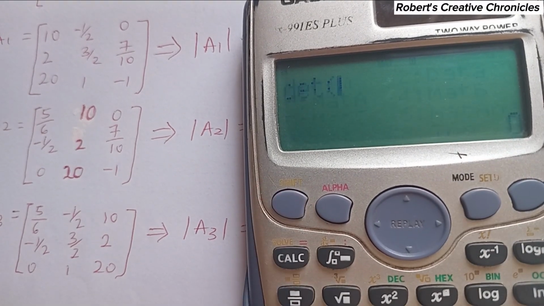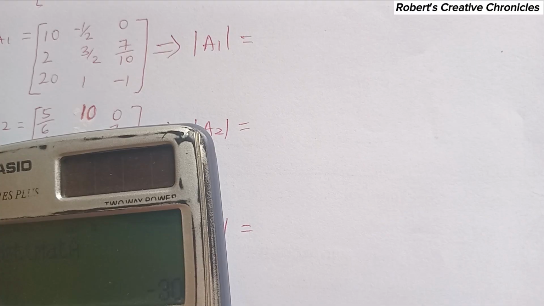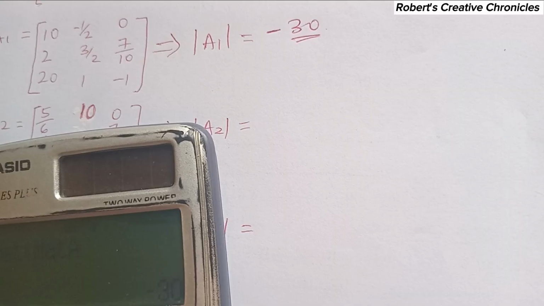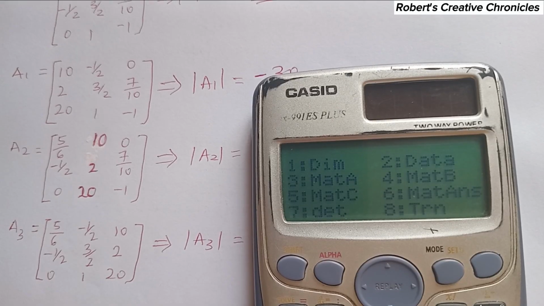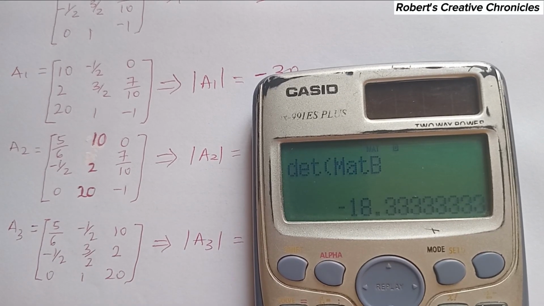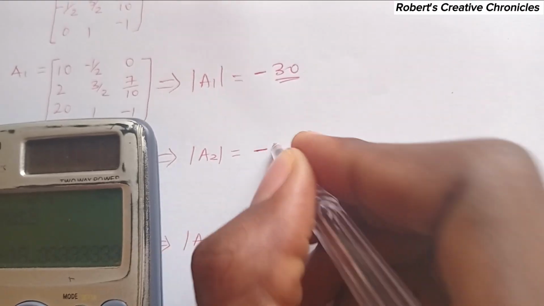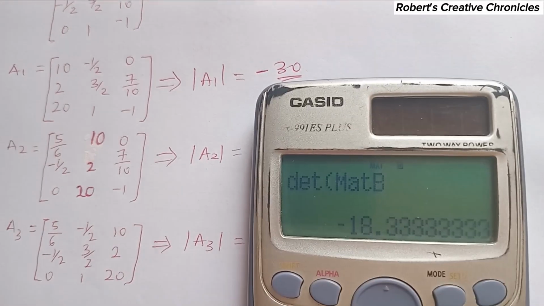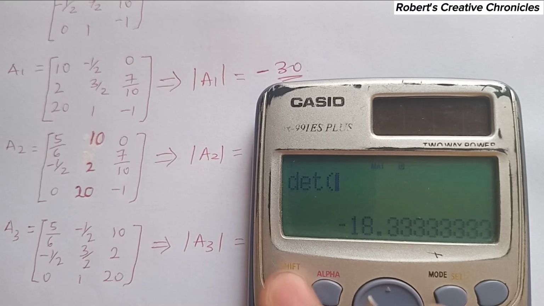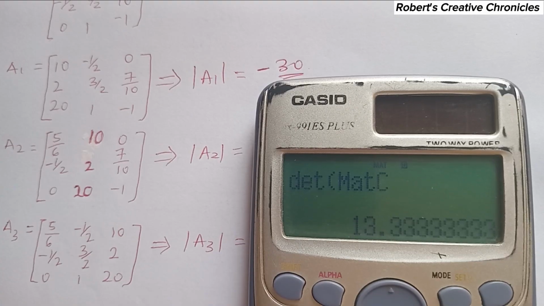Determinant of mat A, negative 30. This is negative 30. Determinant of mat B, negative 18.333. Then the third one, 13.333.